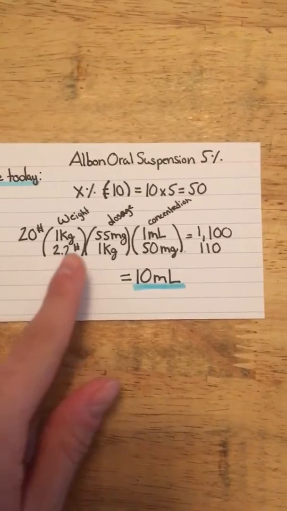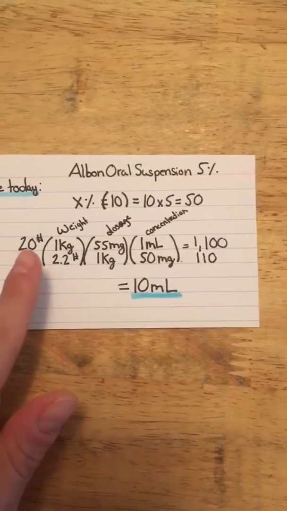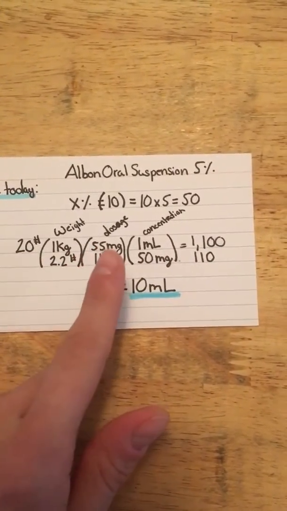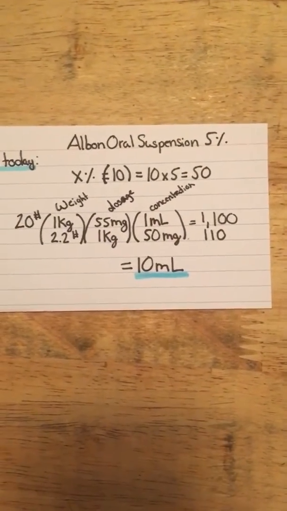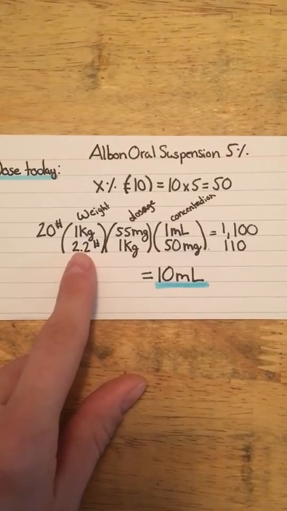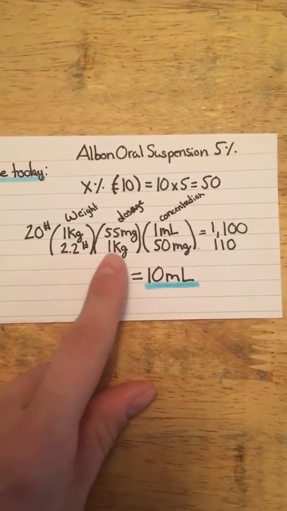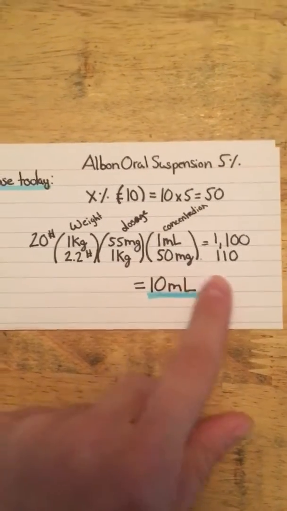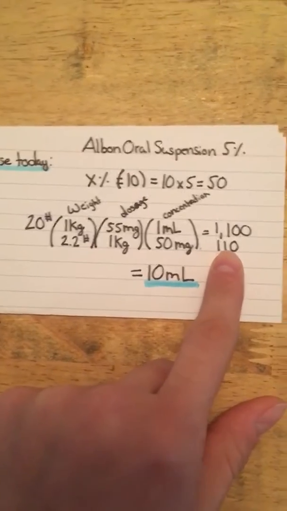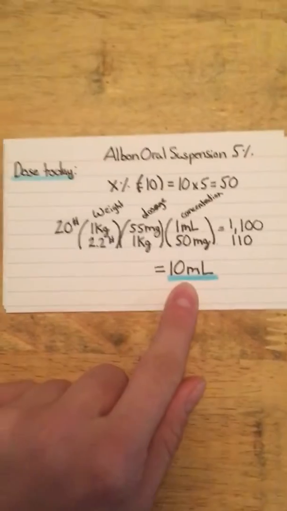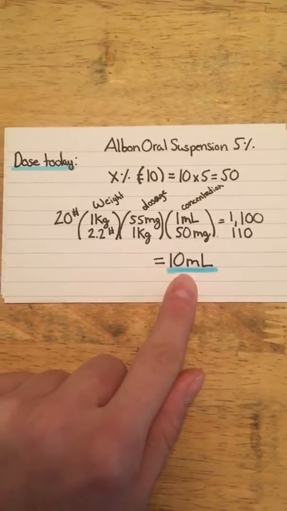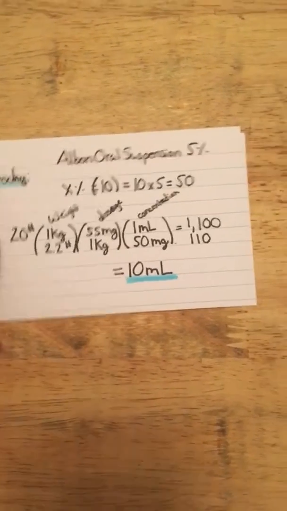We're going to multiply the numerators on the top. So we're going to take 20 times 1 times 55 times 1, which is 1,100. And then we're going to take our denominators, which is 2.2 times 1 times 50, which gives us 110. If we divide 1,100 by 110, we have 10 milliliters, which is the dose that the owner will give today.